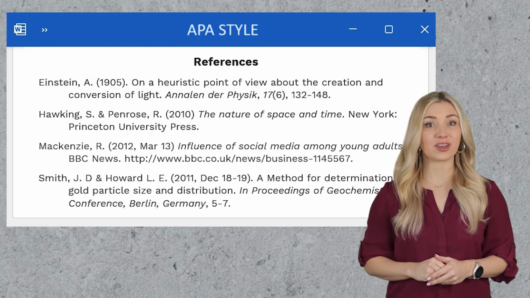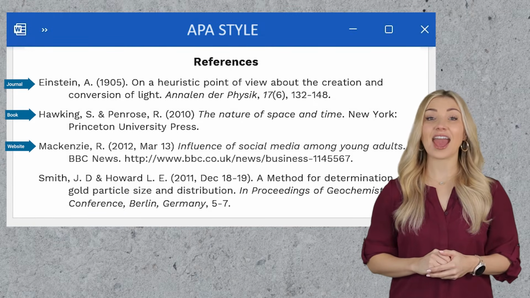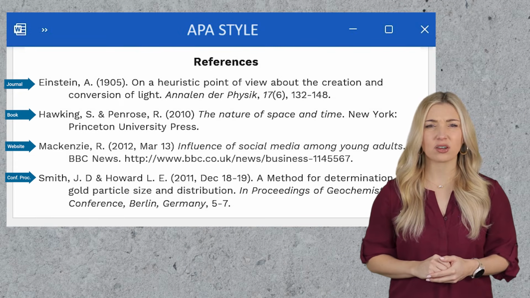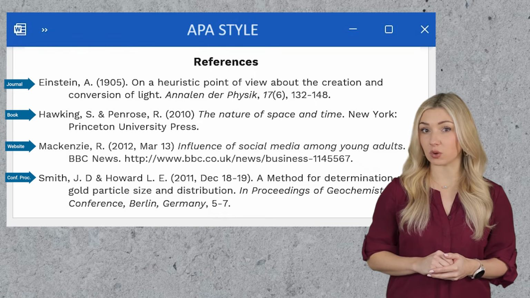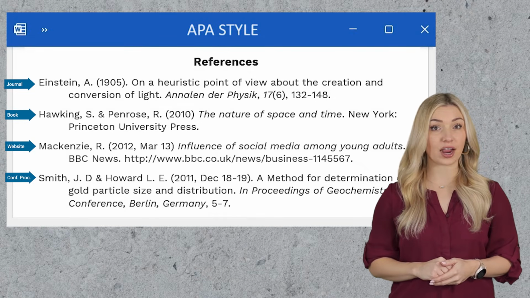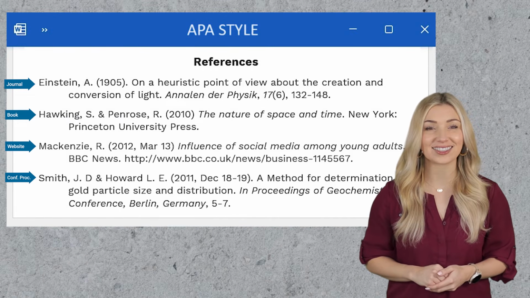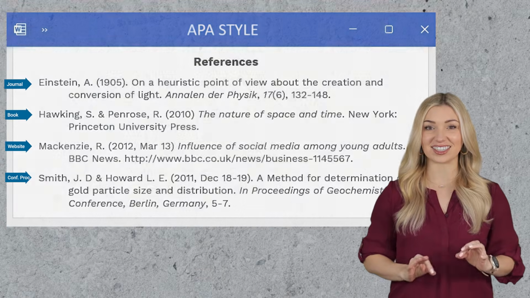The bibliography contains a journal, a book, a website, and a conference proceeding. Notice how the formatting differs depending on the type of source. We highly recommend using a bibliography software to format your references. This will save you a lot of time and keep your formatting consistent.